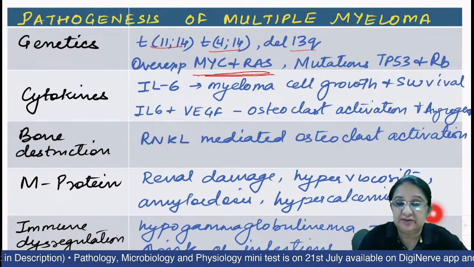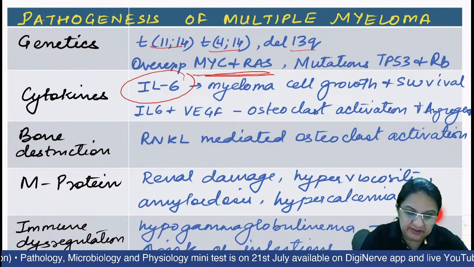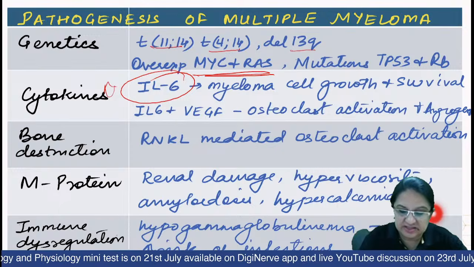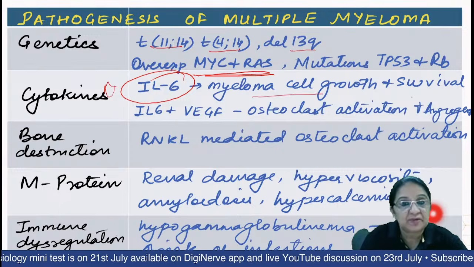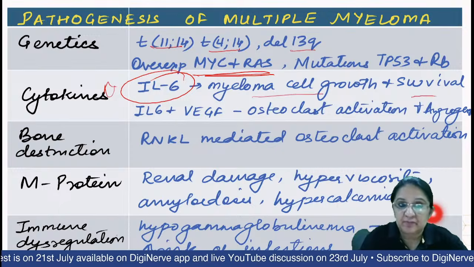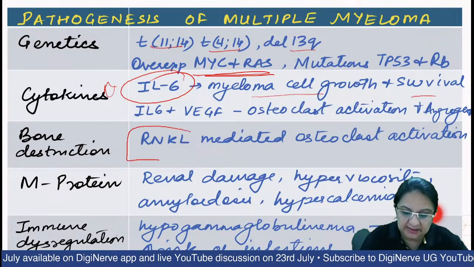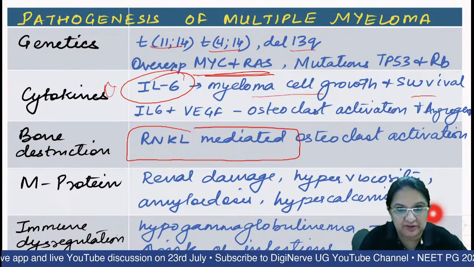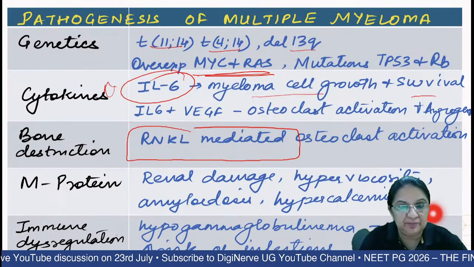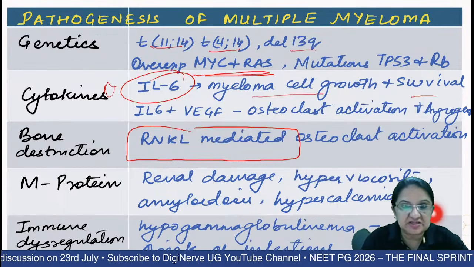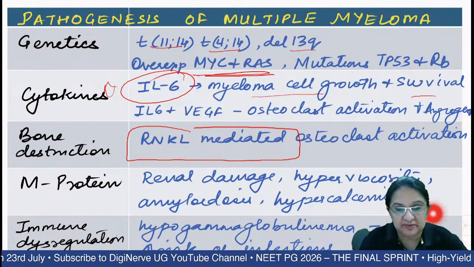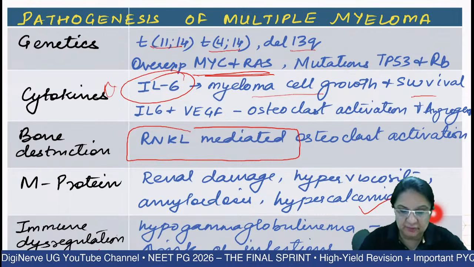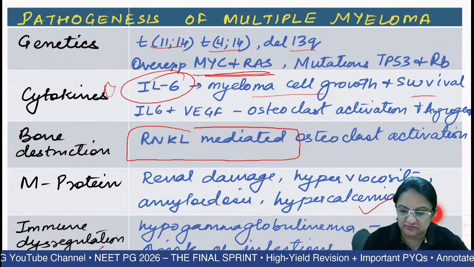Then the cytokines, very important cytokine involved is IL-6. Because of this IL-6, there's myeloma cell growth and survival of the cell. Bone destruction is RANKL-mediated osteoclast activation resulting in bone destruction. Plus, there is M protein, which results in renal damage, hyperviscosity, amyloidosis, and also hypercalcemia. Immune dysregulation, there's increased risk of infection.